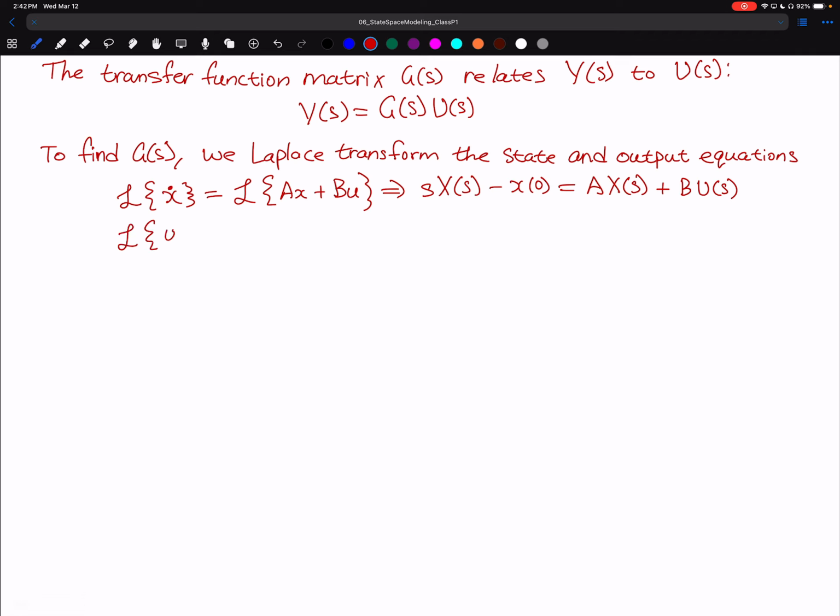For the output equation, we'll take the Laplace transform of y is equal to Cx plus Du. This is going to give us big Y of S equal to C times big X of S plus D times big U of S.